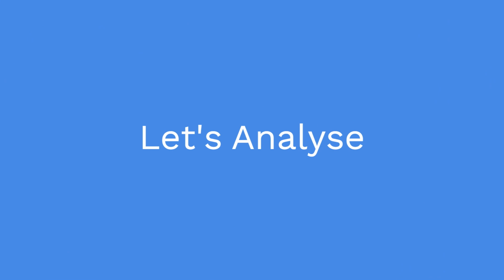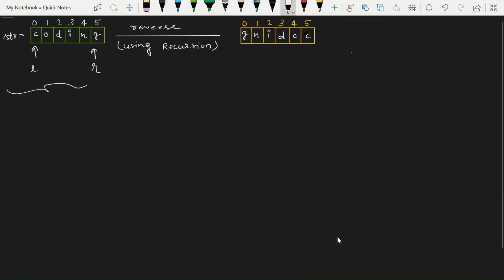Let's analyze this. So initially we are having a string this, and we need to reverse this string to get the reverse string. So this is our reversed string. Now why are we using recursion for reversing this? Because there are several methods existing which have a better approach, but we are here for analyzing the recursion and to know how we can deal with situations where we have void as a return type in recursion.